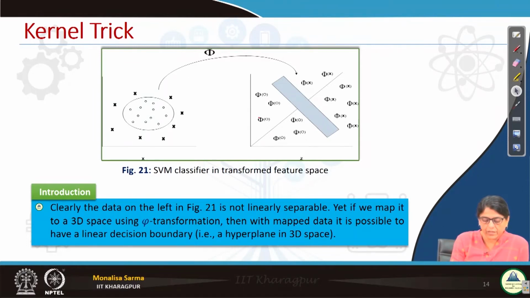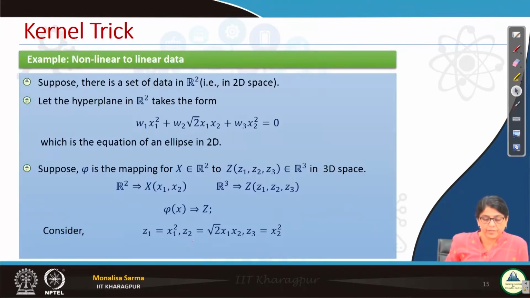So, clearly the data on the left of the figure is not linearly separable. Yet if we map it into 3D, earlier it was, suppose, in 2D, we have mapped it to the 3D space using the phi transformation, then with the mapped data, it is possible to have a linear decision boundary, that is a hyperplane in 3D space.